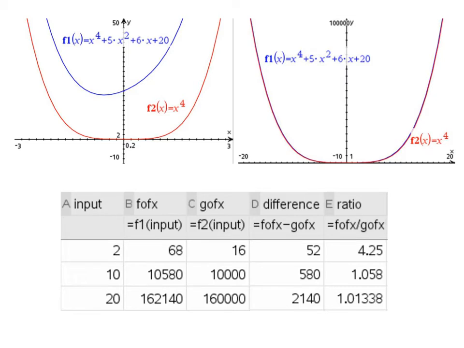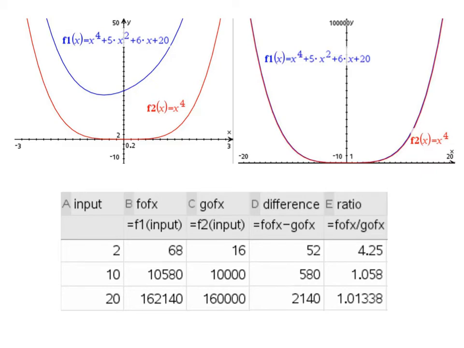Now, when you subtract the g of x values from the f of x values, that's what I'm doing here, you can see that when x is equal to 2, they only differ by 52 units. And when x is equal to 10, our output values are differing by 580. And when we're up to 20, it's differing by 2,000. So it seemed like a much greater difference when we have large values of x.